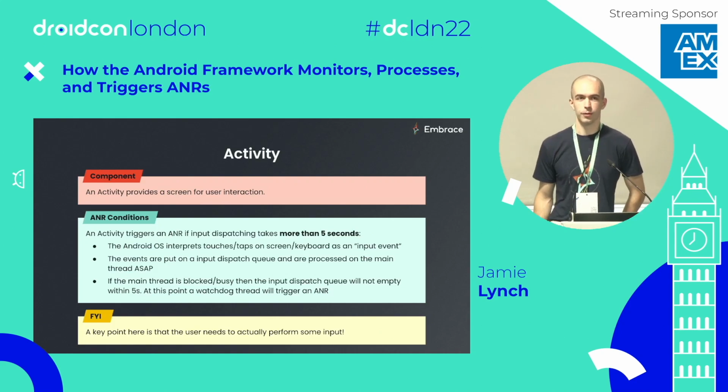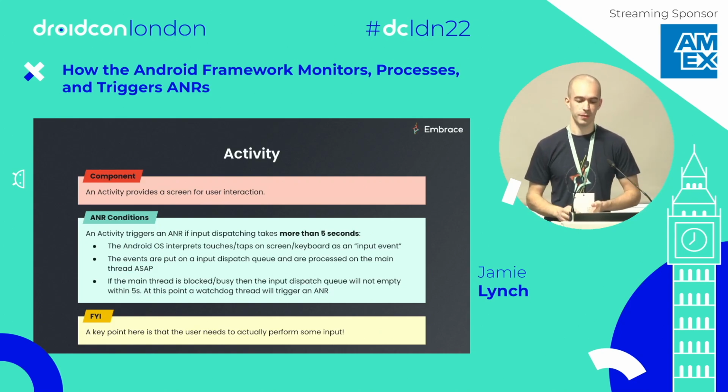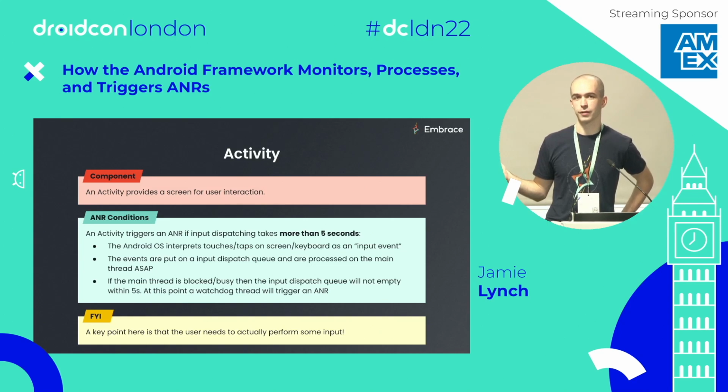So let's go through the individual components and their timings in a little bit more detail. An activity, basically, you can get an ANR there if input dispatching takes more than 5 seconds. And this is where the common misconception that an ANR takes 5 seconds comes from.